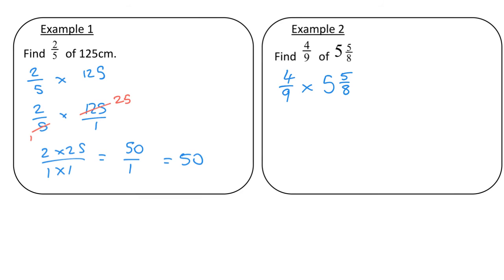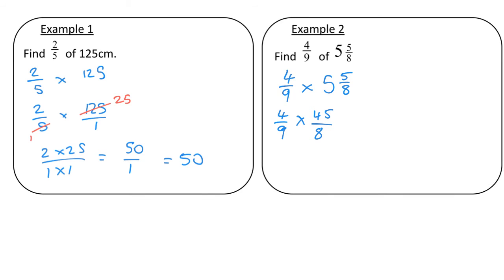We need to change the 5 and 5/8 into a top-heavy fraction. So there are 8 eighths in one whole. There's going to be 40 eighths in 5 wholes. So that means there's 45 eighths in 5 and 5/8.